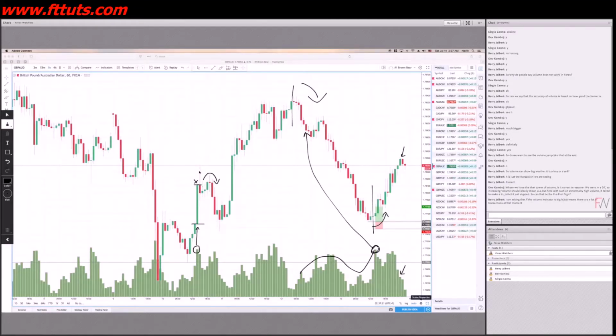But if the high volume occurred on this red bar, yeah, that's a whole different thing. That's topping action.